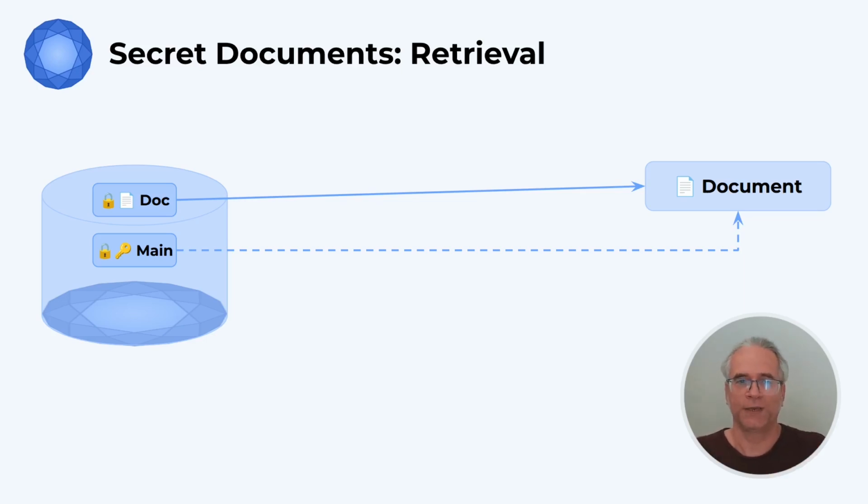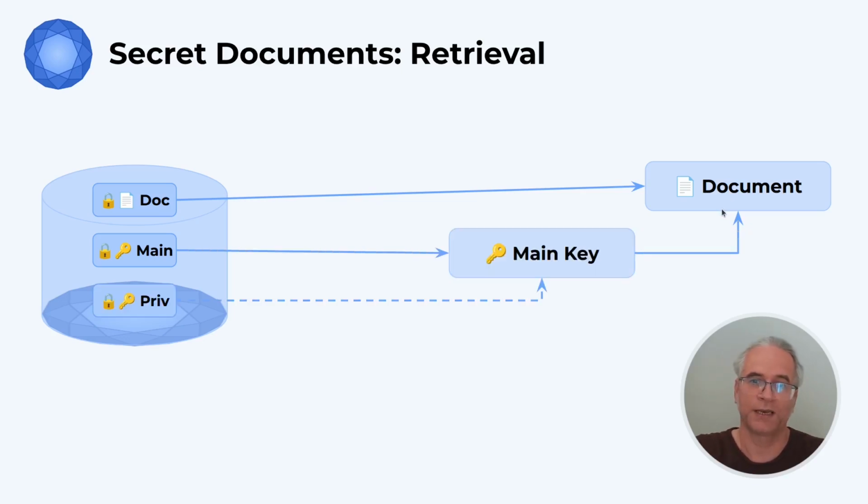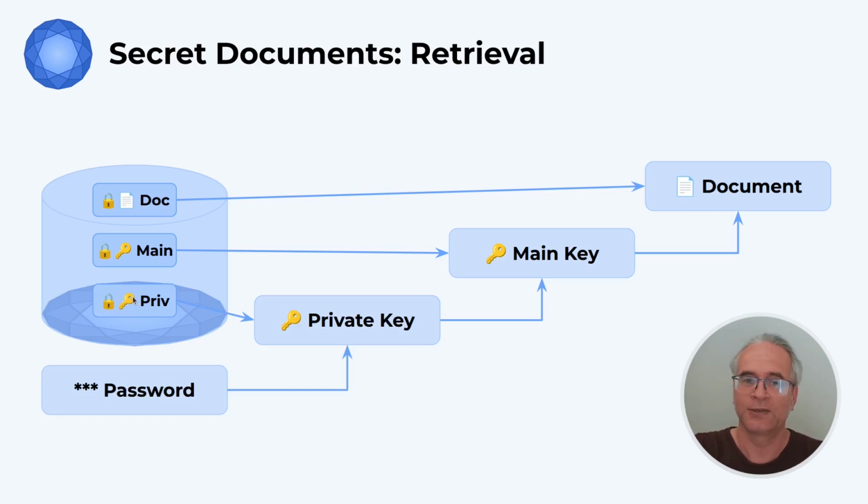So we have the document encrypted and the main key encrypted. Before we can use the main key, we have to decrypt it. The main key will be decrypted with the private key, which is encrypted as well. So we have to do the whole process with the password and the salt: get the derived password, decrypt the private key, decrypt the main key, and then we have the decrypted document.